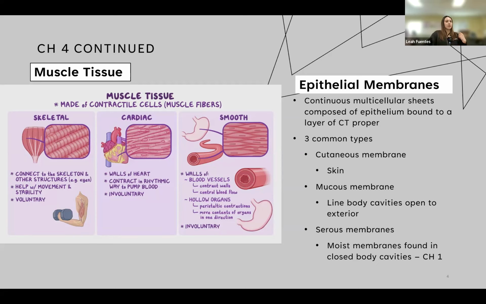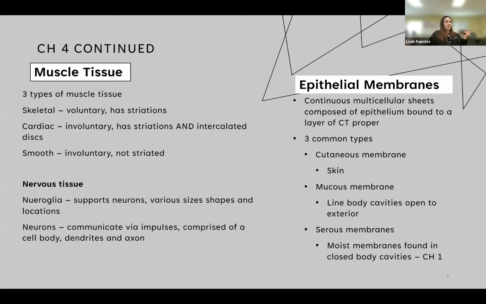Okay, we'll put this back up, but going back one, we also have nervous tissue. These are made of neuroglia and neurons. Neuroglia support the neurons, and these come in various sizes, shapes, and locations. The neurons communicate via impulses and are comprised of a cell body, dendrites, and axon. We talk about this more in the fourth unit. So from nervous tissue, you just need to know that it has neuroglia and neurons, and the neuroglia support the neurons, which communicate.